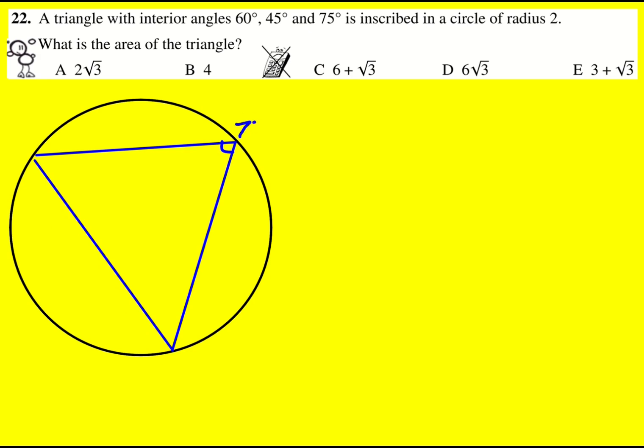So this one looks like it's the largest angle. We're going to call that 75. This one can be 45, and this one can be 60. Now somehow we've got to use the radius. So if I put the center in, I'm going to connect it up to the corners. These lengths are going to be 2.